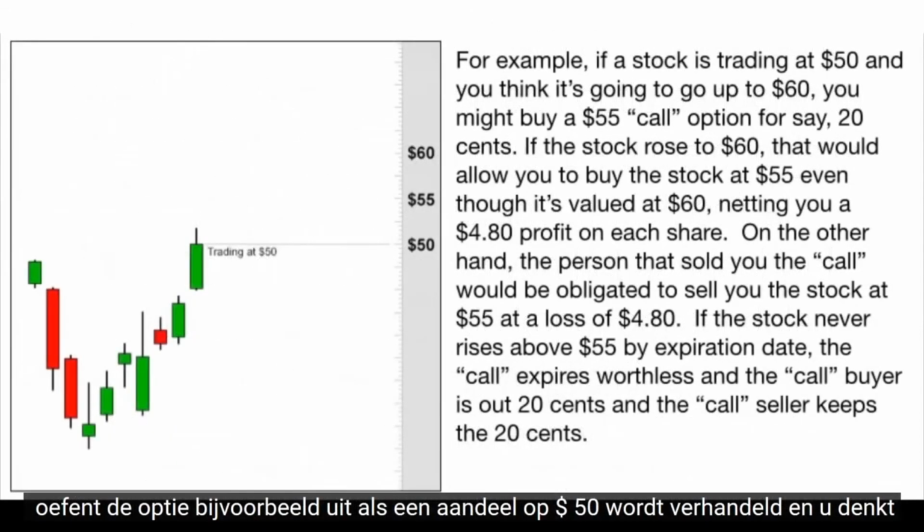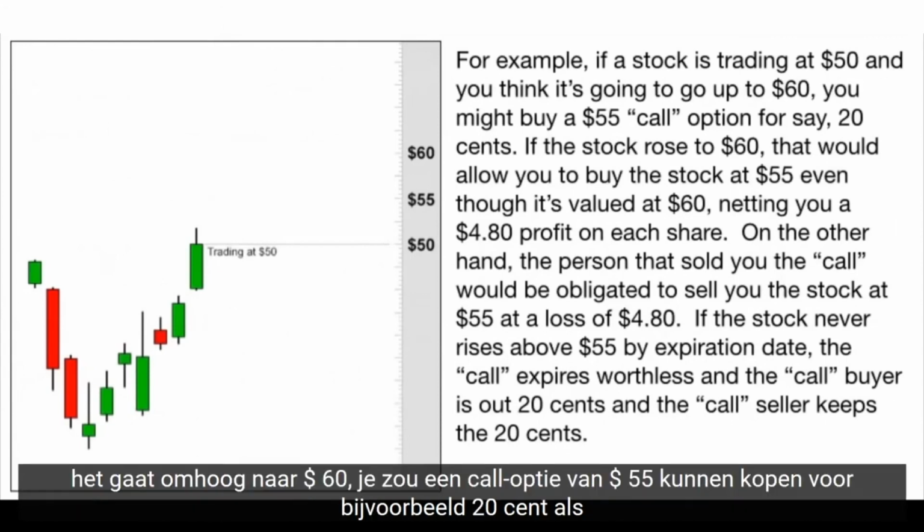For example, if a stock is trading at $50 and you think it's going to go up to $60, you might buy a $55 call option for, say, 20 cents.